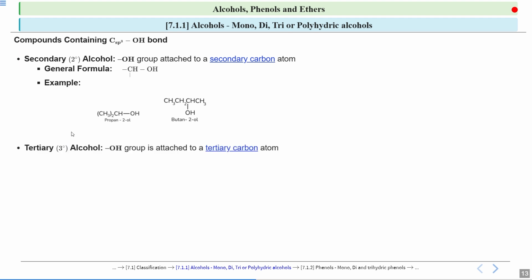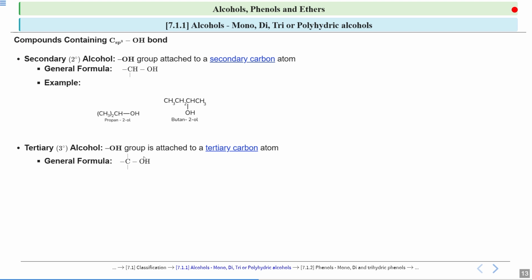Now the tertiary alcohol. A tertiary alcohol is one in which the hydroxyl group is attached to a tertiary carbon atom, or a carbon atom which is attached to three other carbon atoms. So they are tertiary alcohols. The general formula for a tertiary alcohol is a carbon making 3 bonds with other substituents and 1 bond with the hydroxyl group.